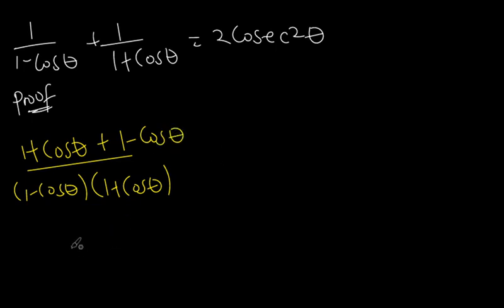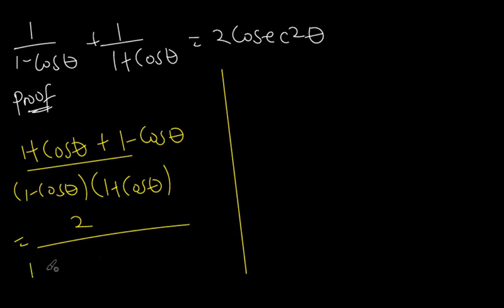If we further break this down, we can see that the positive cos theta over here will cancel the negative cos theta over here. So we have 2 at the top, which is 1 plus 1. So we have 2 divided by, if we expand the denominator over here, 1 times 1 will give us 1. Then 1 times cos theta will give us plus cos theta. Then negative cos theta times 1 will give us negative cos theta. The negative cos theta times cos theta will give us negative cos square theta. From here we can see that the positive cos theta and the negative cos theta will cancel out.